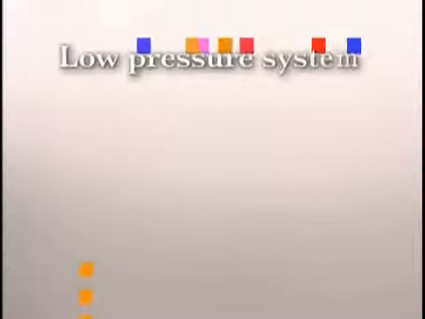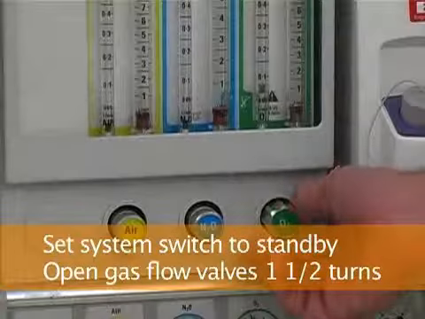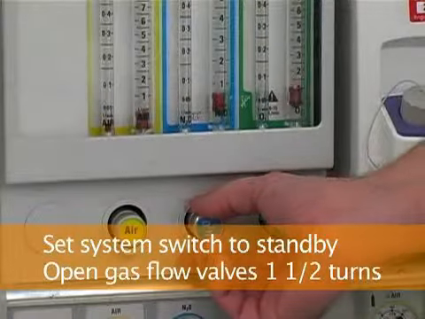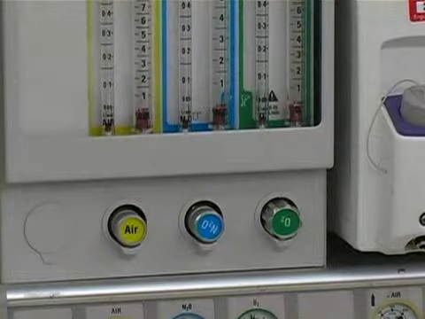To check the low pressure system, you will perform a leak check. Set the system switch to on, calibrate flow sensors, calibrate the oxygen monitor to room air, and test the flow meters. Start by turning the system switch to standby and open all gas flow valves 1½ turns. Since the machine is in the standby mode, you will not get any gas flow.